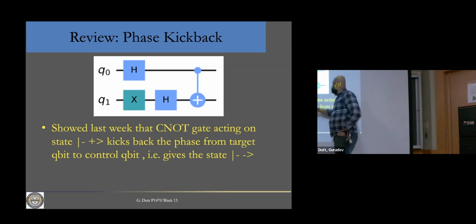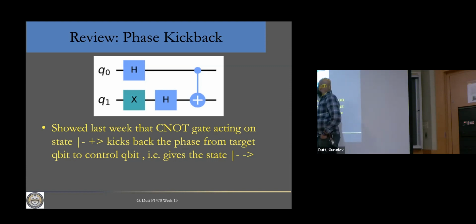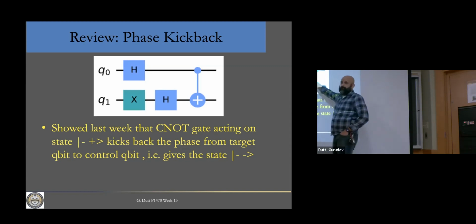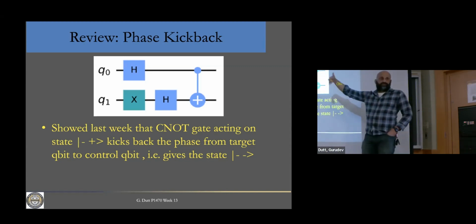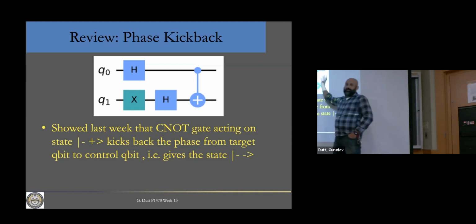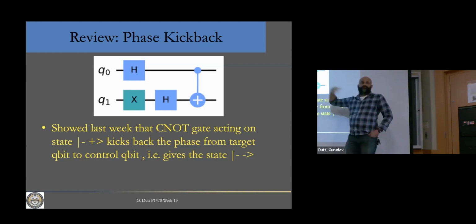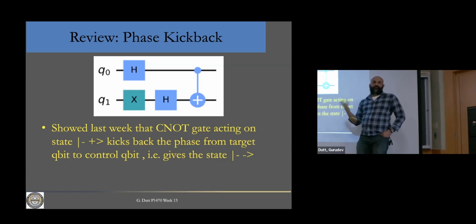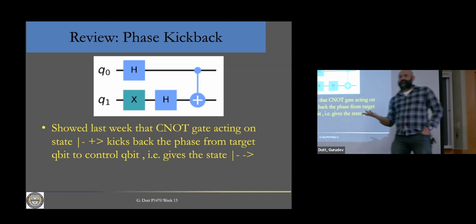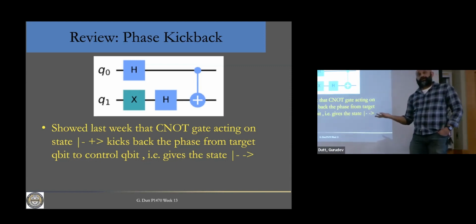So the idea is that if you have Q0 and Q1, and initially you put a Hadamard on both, they would both be in the plus state, right? Q0 would be in the plus state, Q1 would also be in the plus state. And then if you applied a CNOT gate, nothing would really change, because CNOT just flips 01 to 10, so it doesn't change the overall phase of that state, and therefore the state remains the same.